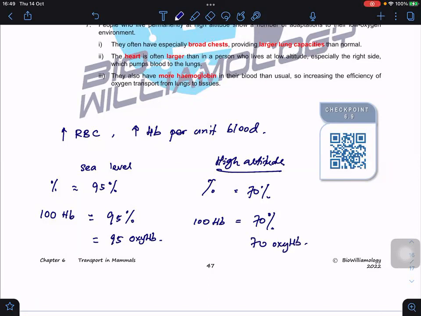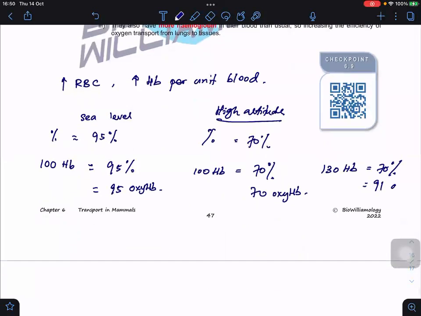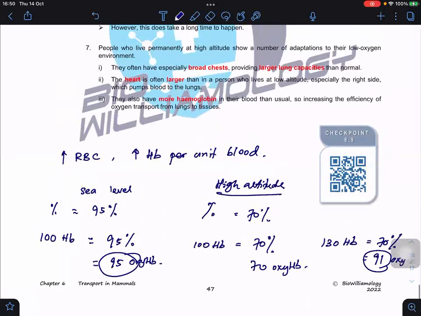That may not be enough, so I increase the number of hemoglobin, let's say to 130. So 70% of 130, let me do the calculation now. Someone calculate for me. How many oxyhemoglobin are we going to have? How many? I need the calculator now, my brain cannot. So you get about 91. About 91 oxyhemoglobin. Can you see that it's almost near what we have at sea level.